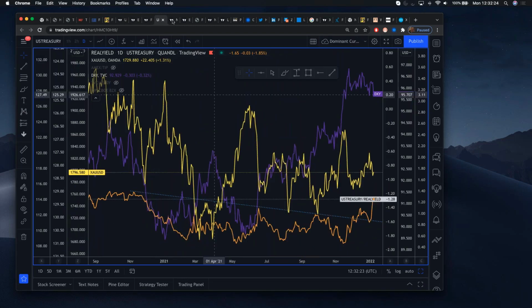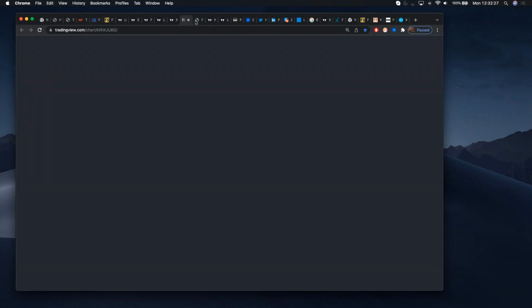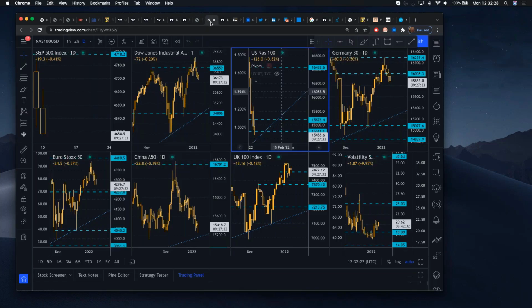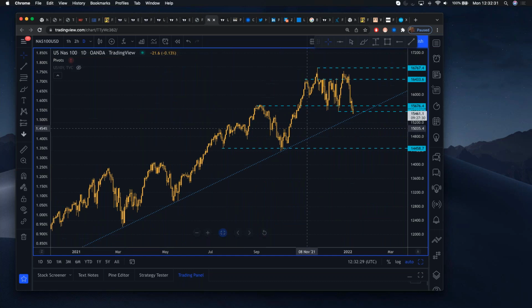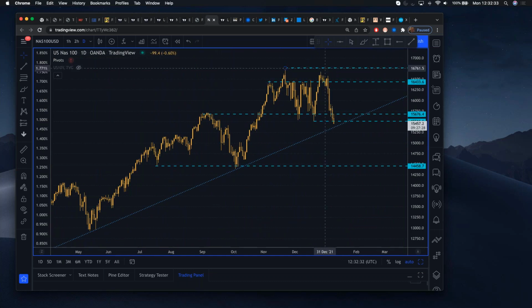We'll get there in the end. We will get there. Yeah. If you just take a look at the Nasdaq, the Nasdaq has fallen quite significantly to start the year.